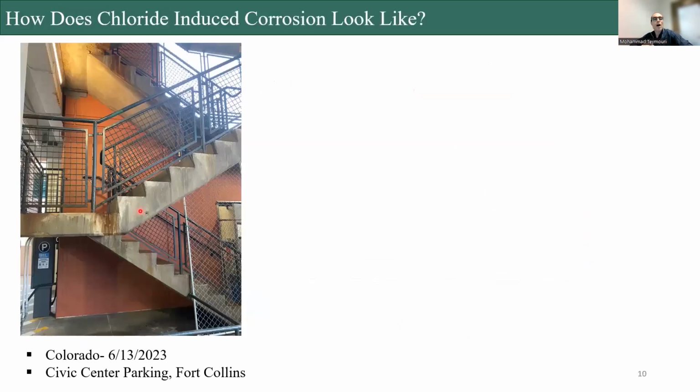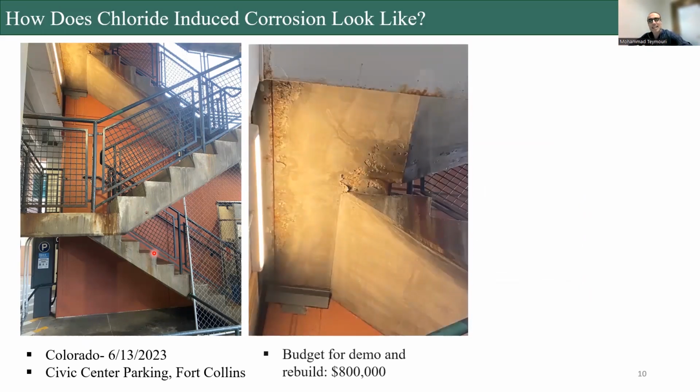If you want to know what chloride-induced corrosion looks like, I want to show you a very recent project. I'm involved in a project with Saunders Construction in Colorado. I took this picture yesterday. You can see that there is a concrete structure in a civic center parking, and it's completely corroded, and the city shut it down for demolition and rebuild of this structure. And the main reason is the corrosion of the concrete because of the chloride. The budget for the demo and rebuild is $800,000.